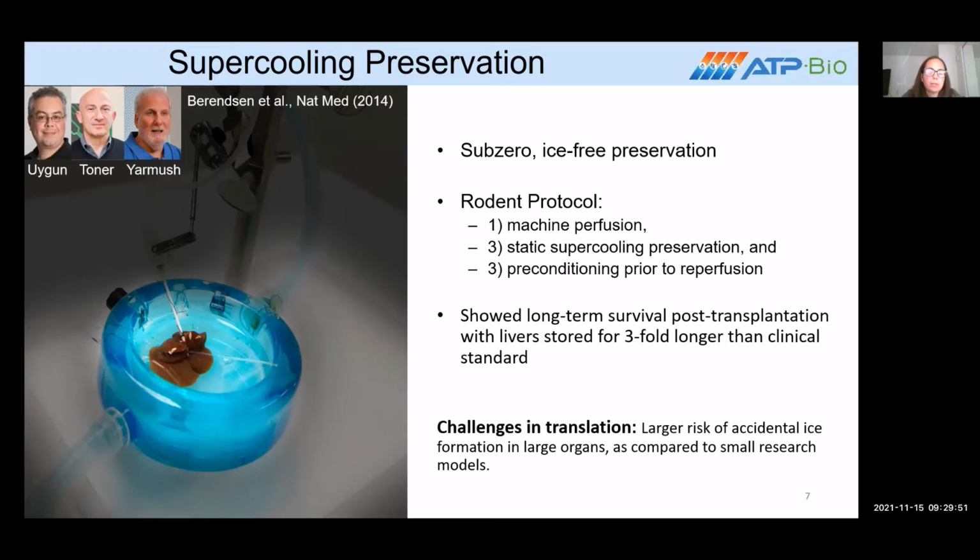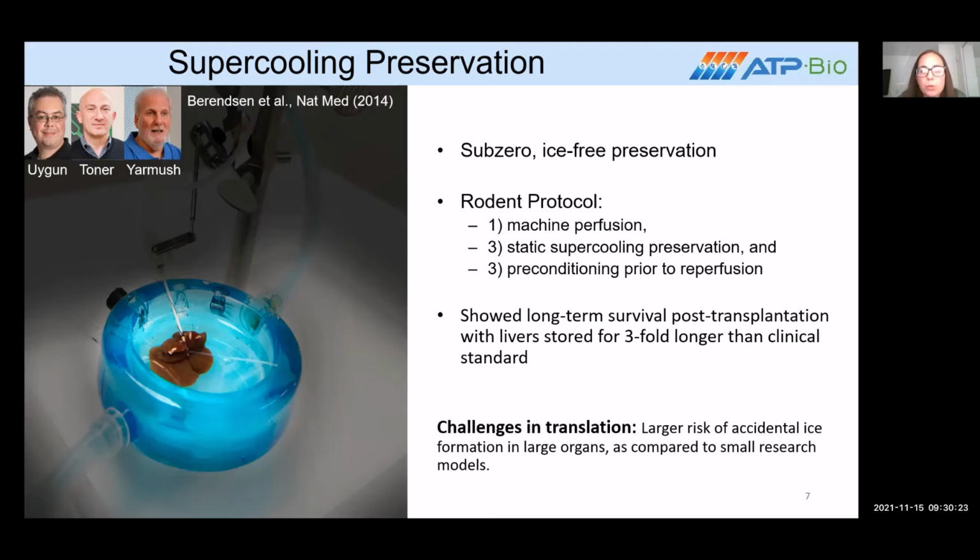There were a couple of really important parameters that made this successful. This is the original team that developed the protocol. It was originally developed in rodents and was able to show a 3-fold longer extension of preservation duration as compared to clinical standards. And there were 3 important prongs, or 3 important pillars, of the protocol. The first is it had to be matched with machine perfusion. So this is the perfect example that I was trying to highlight from the previous slide, that really these are not competing technologies and they can be mixed and matched in strategic ways.